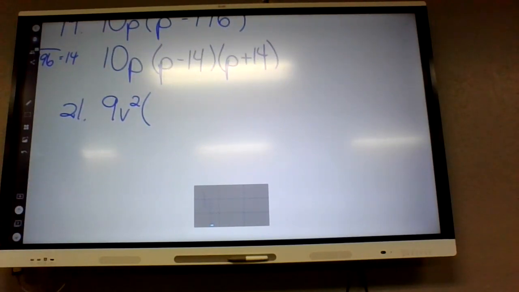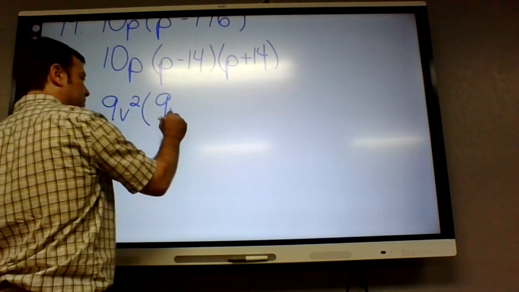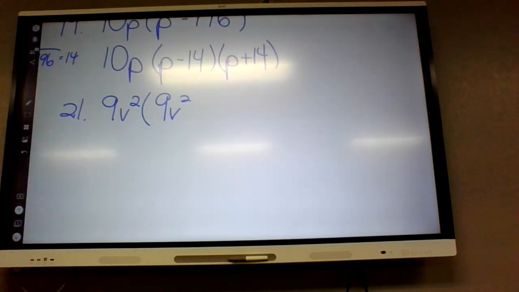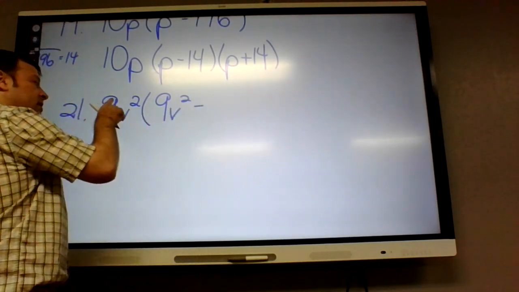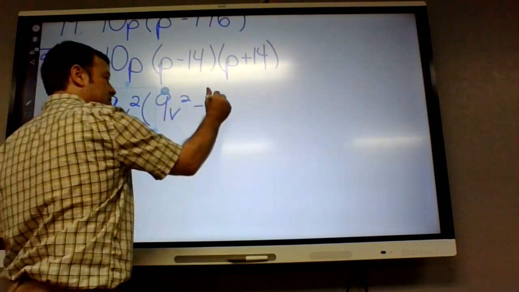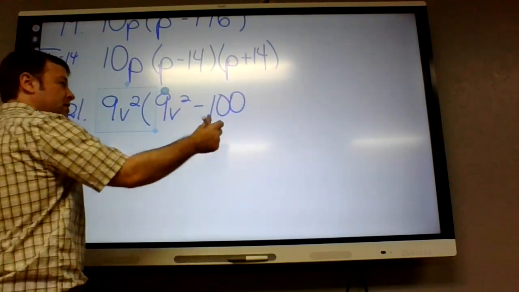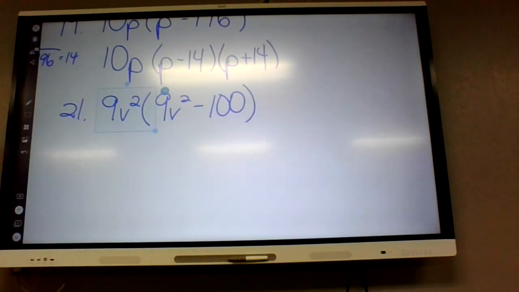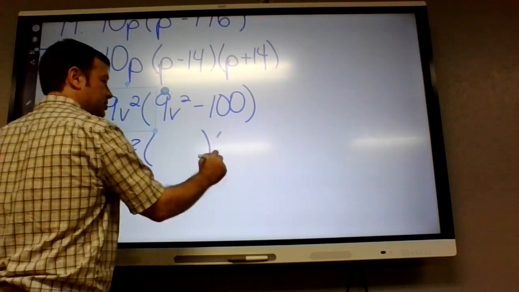Now, if we divide the first term by 9v squared, what will we have left? 81 divided by 9 is 9. v to the fourth divided by v squared is v squared. Minus 100, or 900 divided by 9 is 100. And then v squared divided by v squared is 1. Of course, it's another square. Square minus a square.